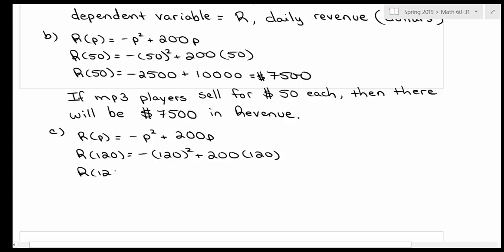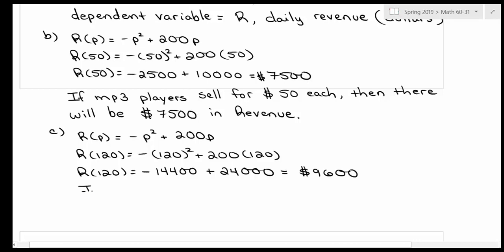And this will give me a negative 120 raised to the second power, which is 14,400, plus 200 times 120 is going to give me 24,000. And if I add those two together, I get 9,600. And remember that we are talking about money. So I'm going to put a $ sign.